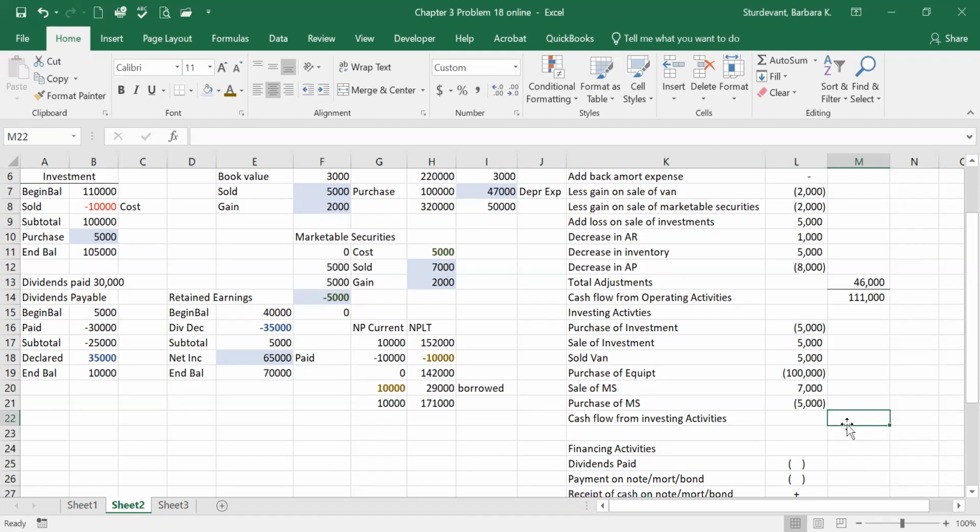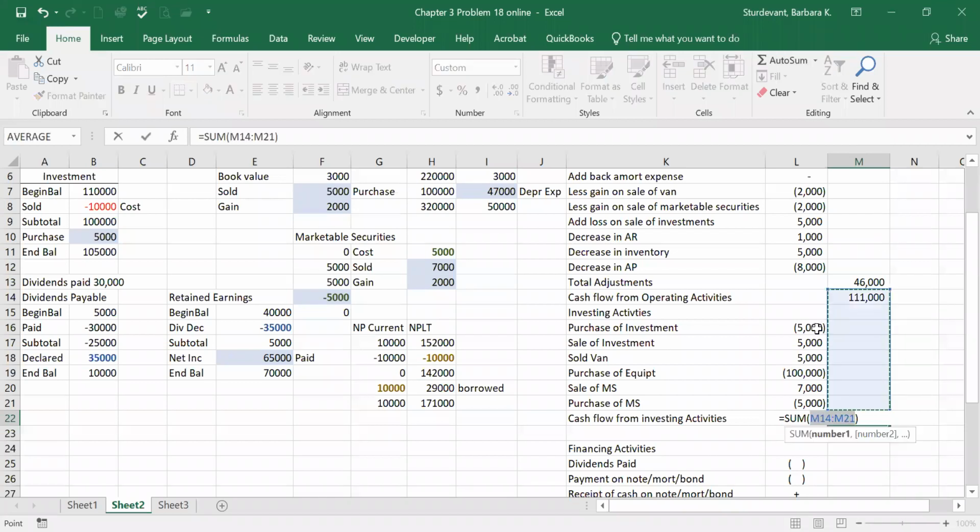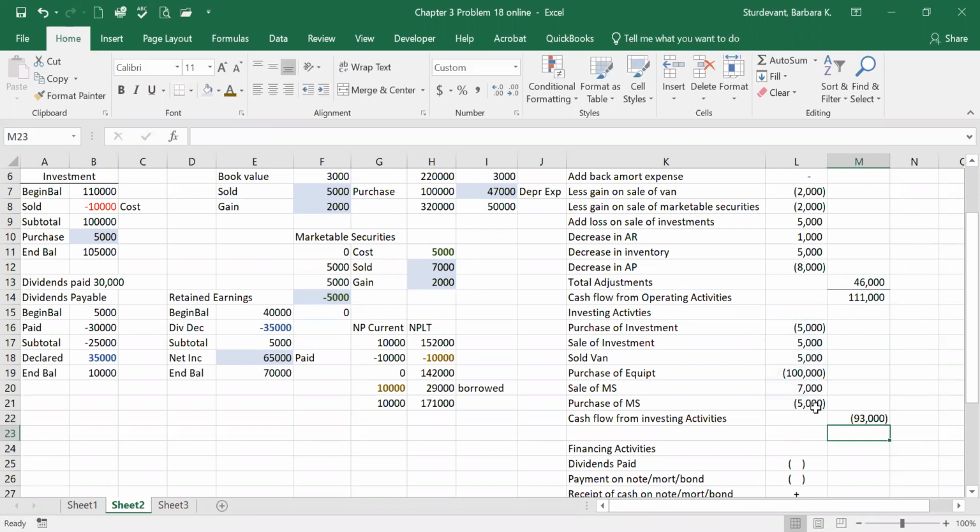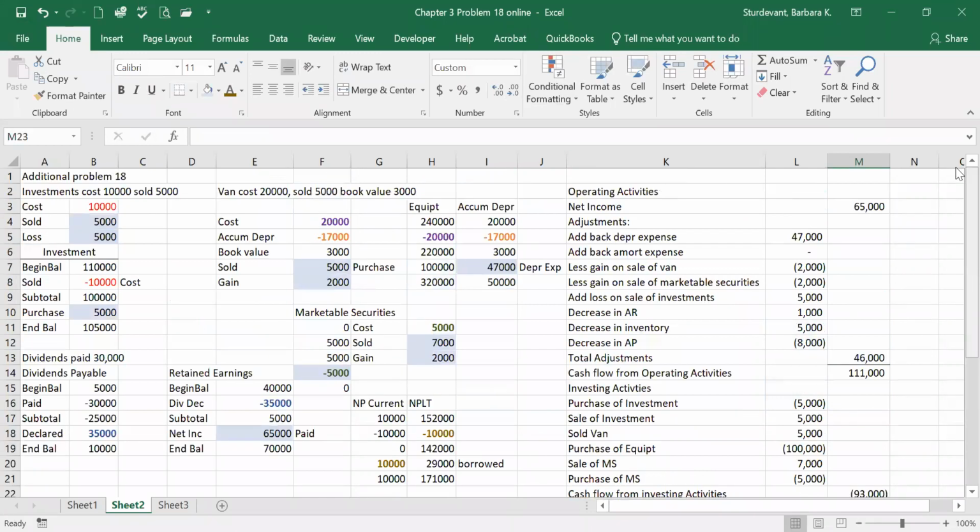So that to me is the hardest section. It almost always comes out negative because you have a big purchase. Okay, so I'm out of time. Would you be able to scroll up a little bit? I got something wrong and I'm just checking my values.